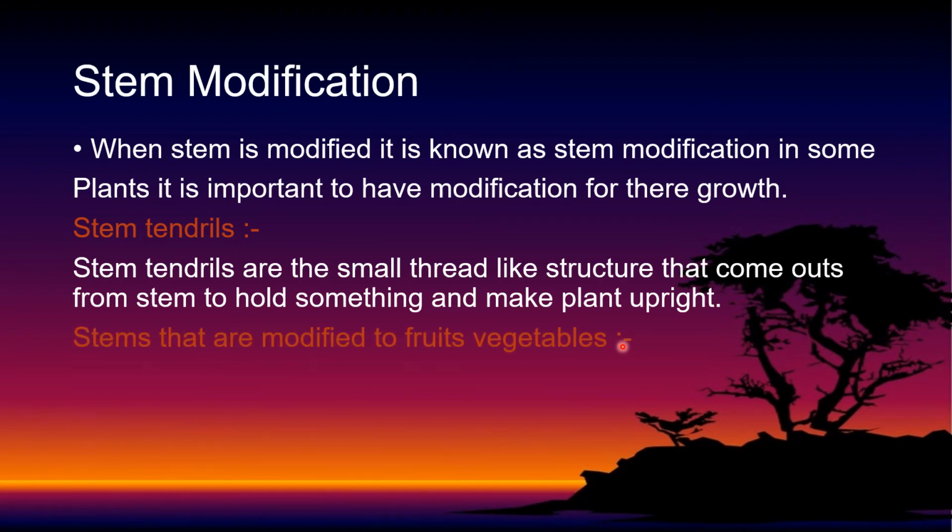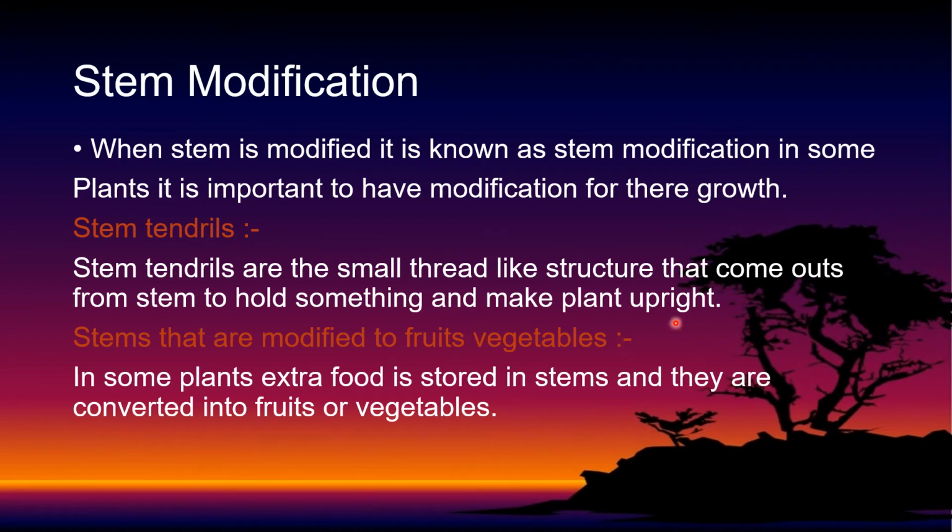And stems are modified into fruits and vegetables also. In some plants, extra food is stored in the stem. They are converted into fruits or vegetables. Like we have our onion. So onion is also a modified structure. The stem is modified into an onion.